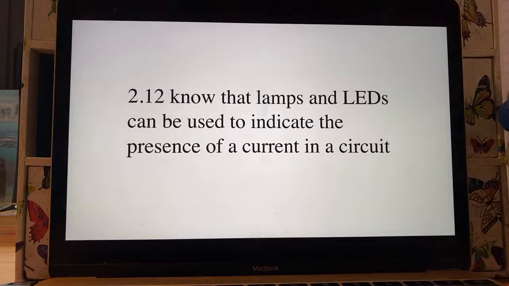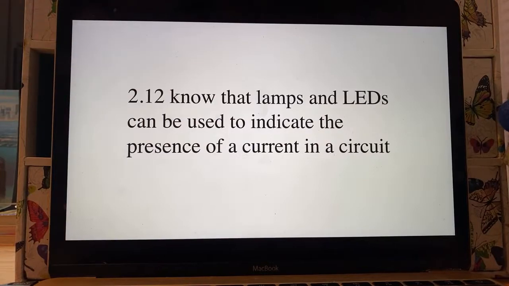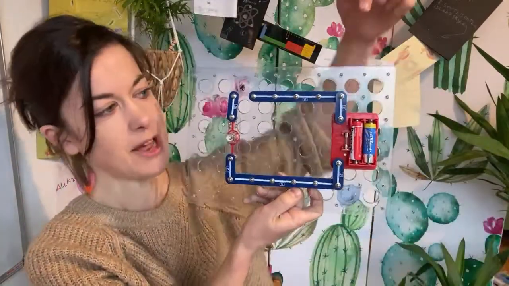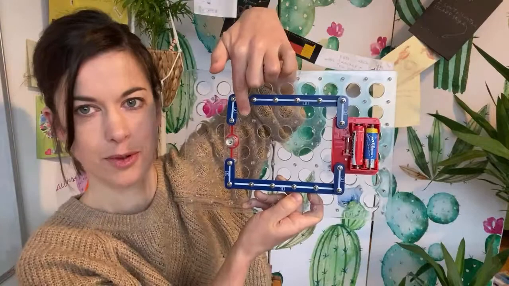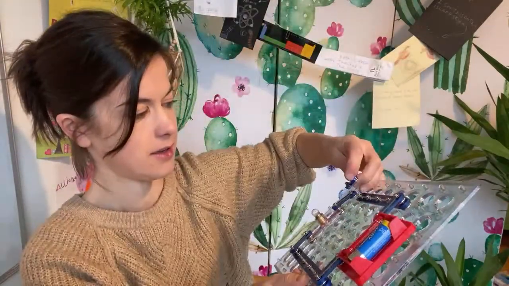You have to know that lamps and LEDs, just another kind of light, we'll talk about them in a later lesson, can be used to indicate the presence of a current in a circuit. So I get to get my charity shop circuit kit out, right, and show you this. So here is a circuit: batteries, bulb, wires. If I complete the circuit and the bulb lights up, I'm just going to stick this extra little wire in.